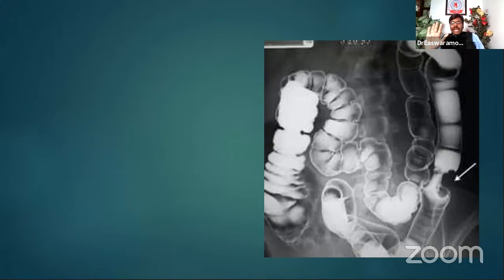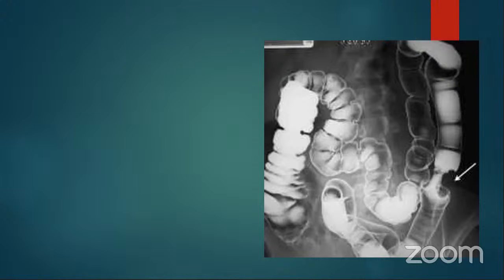Okay. Here is one snapshot only that I'm giving you. I haven't given you a series of pictures. And for lack of time, I've even given you an arrow. The pathology. Can you describe the pathology? Sir, it's an irregular filling defect.